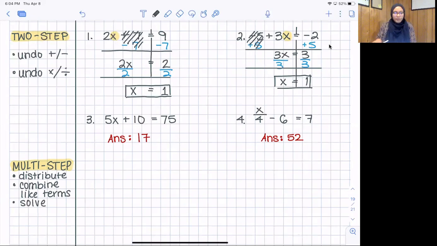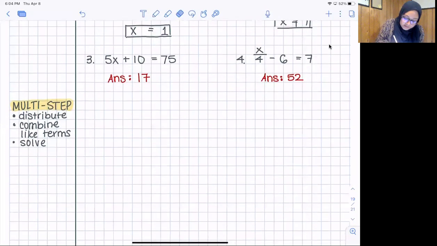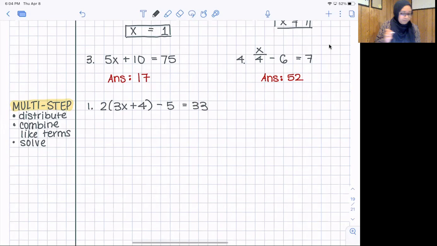Okay. So if I scroll up a little bit, our first multi-step problem is going to be 2 parentheses 3x plus 4, minus 5 equals 33, okay? And this is actually the only problem we're gonna do together. First step, always draw your line. Draw your line, draw your line, draw your line, okay?